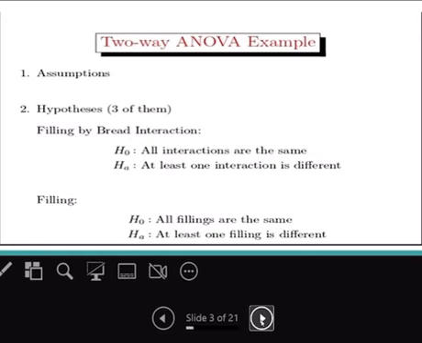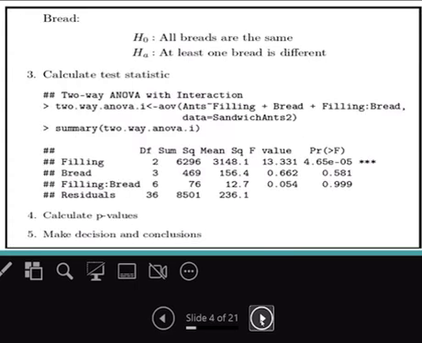Because we can have a situation whereby the effect of the type of sandwich on attracting ants may depend on the type of bread. That is what interaction is talking about. Interaction is synonymous with relationship. Then from there, you're going to test the hypothesis due to filling, then the hypothesis due to bread, making three sets of hypotheses. The three sets of hypotheses will require the use of three p-values, one p-value for each.